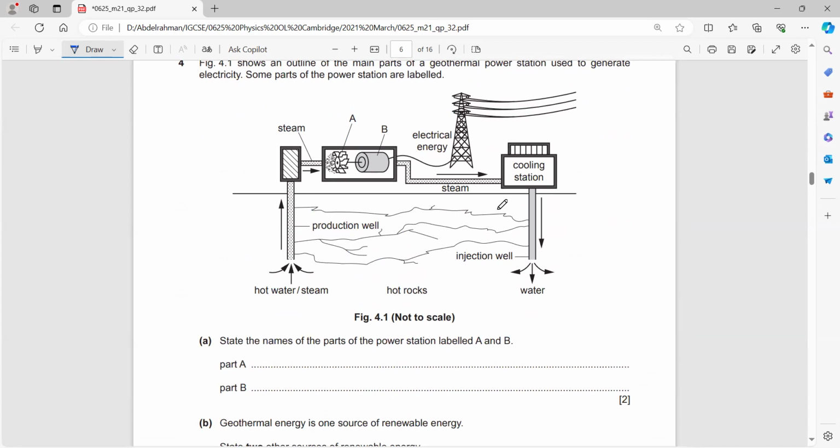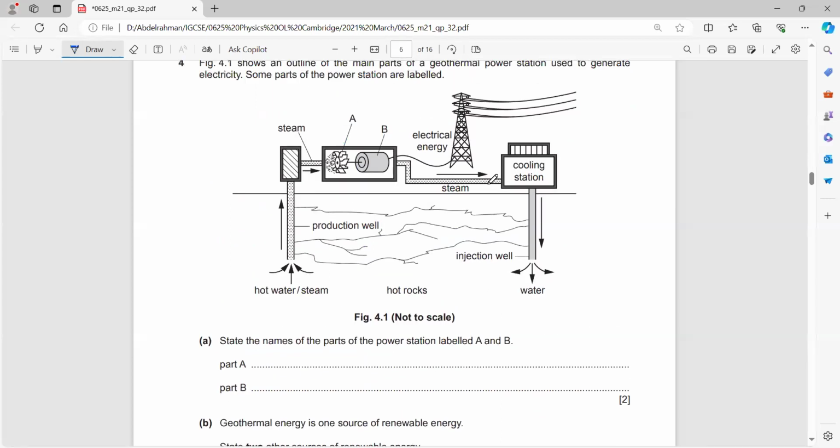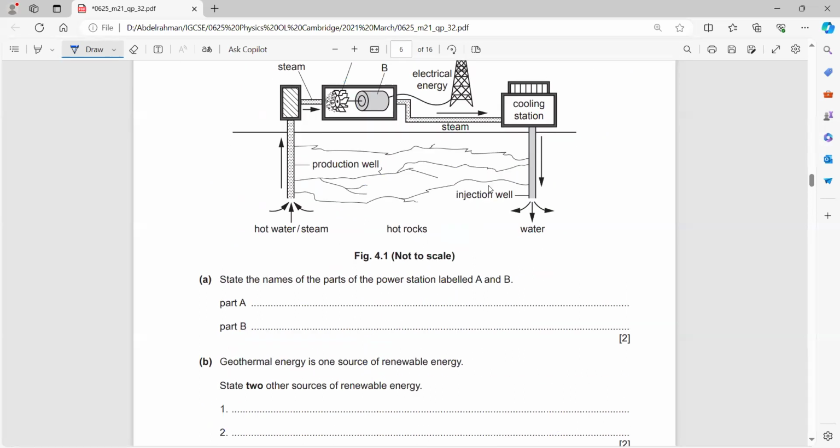Moving on to a much easier question. State the names of the parts of the power station labeled A and B. What's A and what's B? Turbine and generator. Of course, turbine and generator.